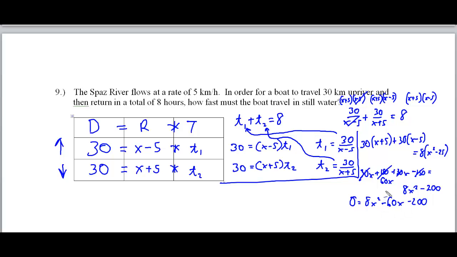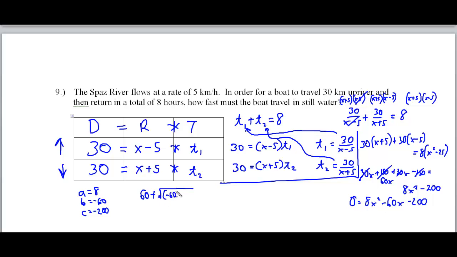And now I got a problem that's ready for the quadratic formula. Now, when I use the quadratic formula, my a is 8, my b is negative 60, and my c is negative 200. Now, since we're doing a story problem, and my letter a was positive, I am going to only use the positive of the plus minus of the quadratic formula. If you use the symbol that matches the a value, you should get the non-negative answer.